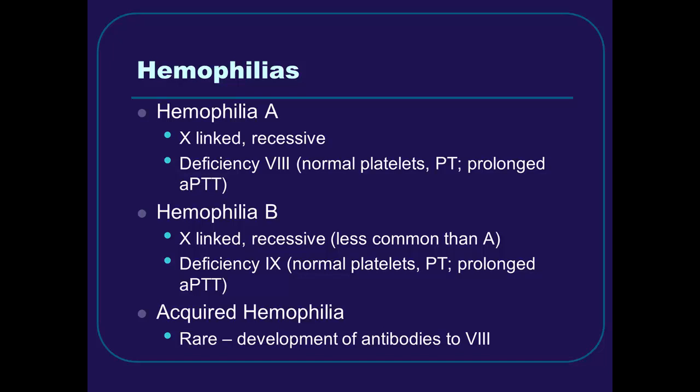Hemophilia B is less common than A, but is also an X-linked recessive disorder. Hemophilia B, however, is a deficiency of factor IX. Once again, you will see normal platelets and normal prothrombin time, but a prolonged activated PTT. So how do you separate these out? Once again, you have to get a good family history, and you can actually measure the clotting factors.